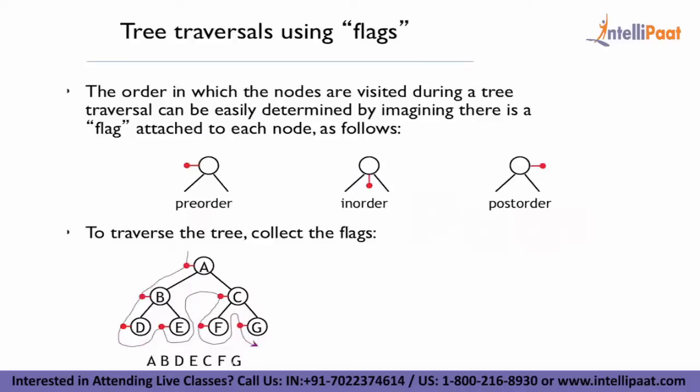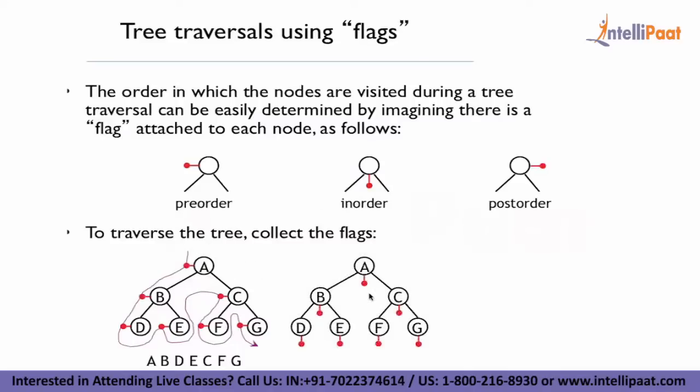So what is this? This is a pre-order traversal, where we traverse the root first and then the left subtree. Once that is done, then the right subtree. So pre-order is nothing but traversing the root first, then the left child, and then the right child.